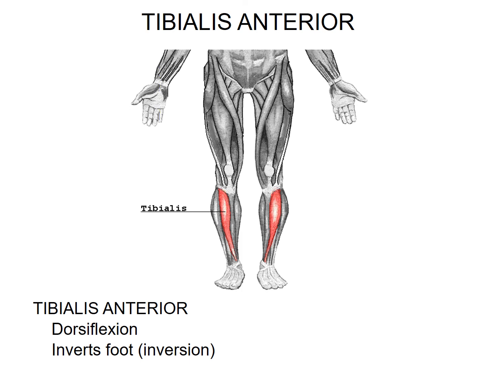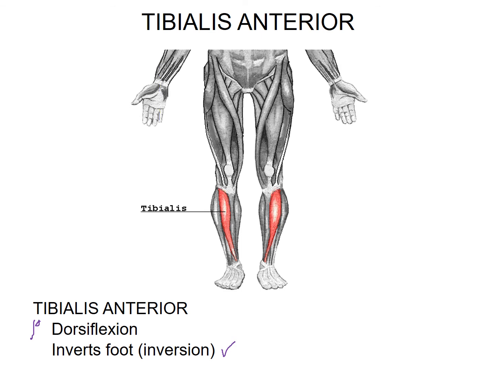Now, a secondary motion it helps you do is invert the foot. Remember, inversion is where you're rolling your ankle so that the soles of your feet, the bottom of your feet, turn medially toward the midline. But the main job, the primary function of the tibialis anterior is to dorsiflex.